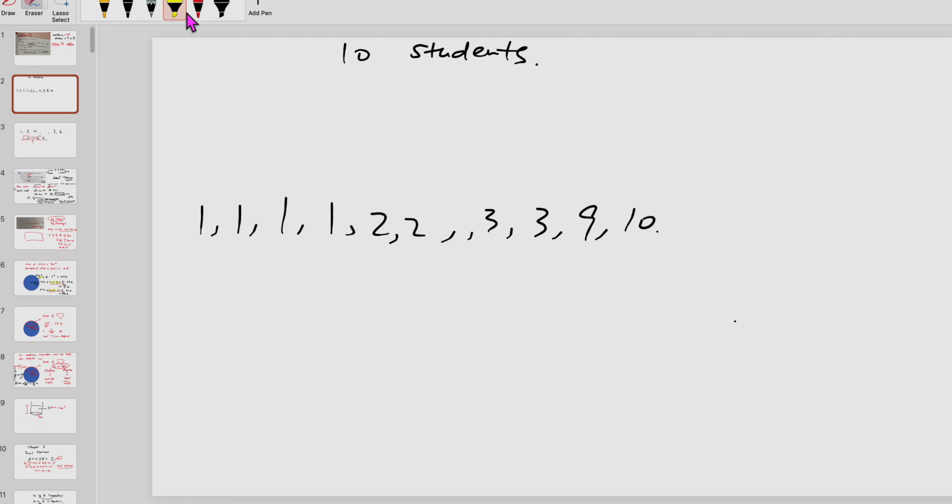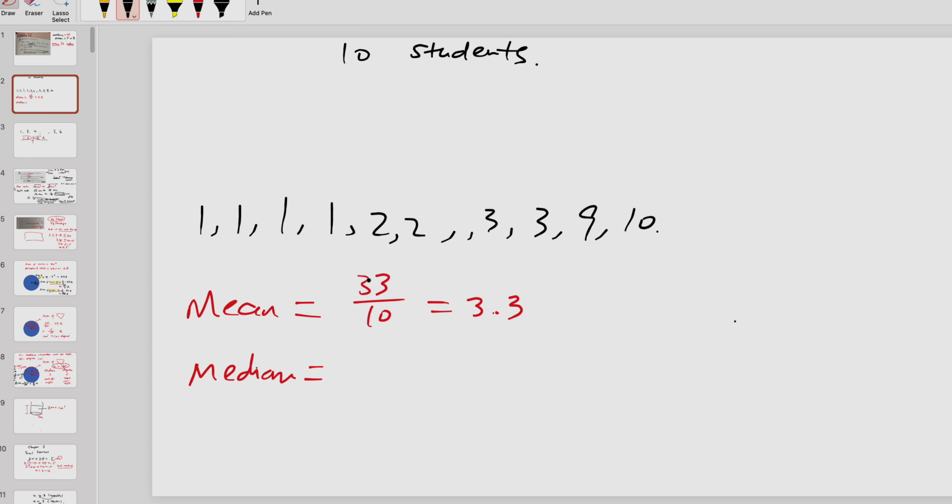Let's find out the mean. Can you find out the mean for me? Total is 33. But you need to divide by 10, right? Yeah, 3.3. 3.3, right, for the mean.